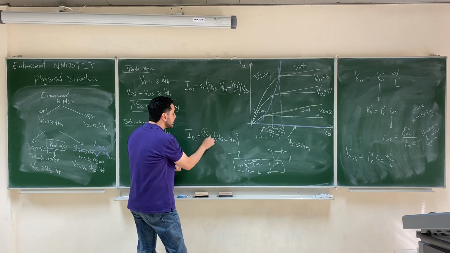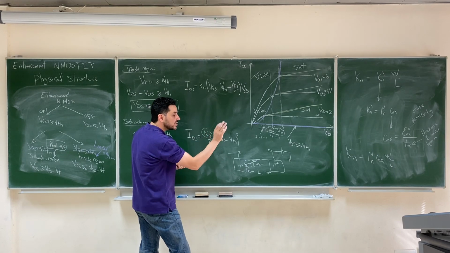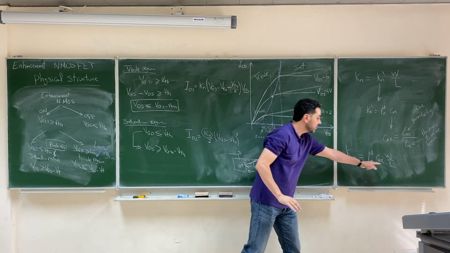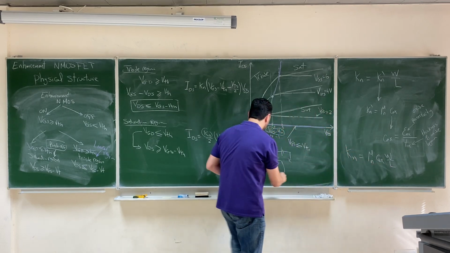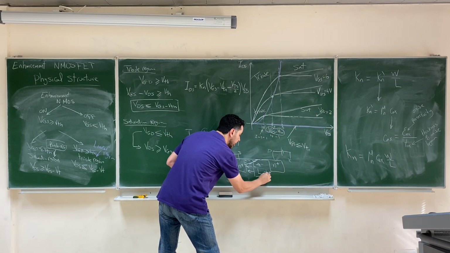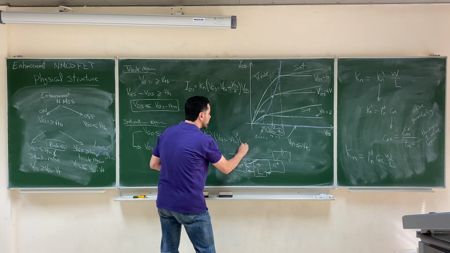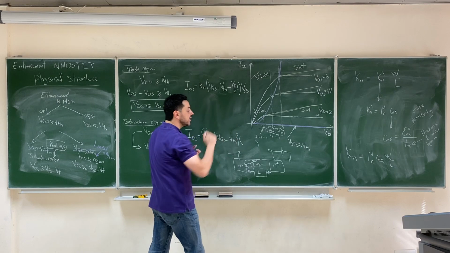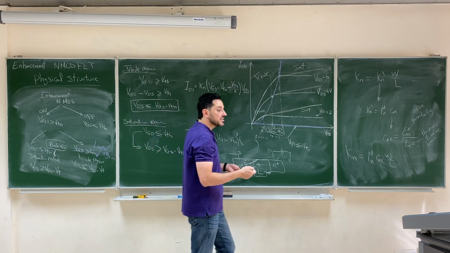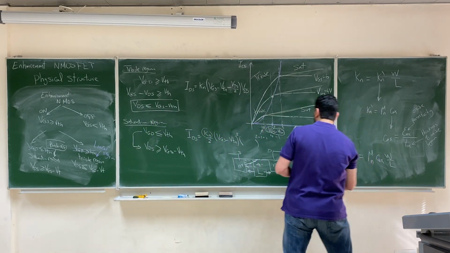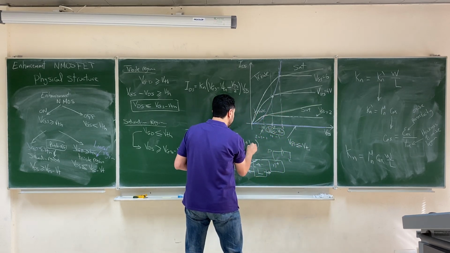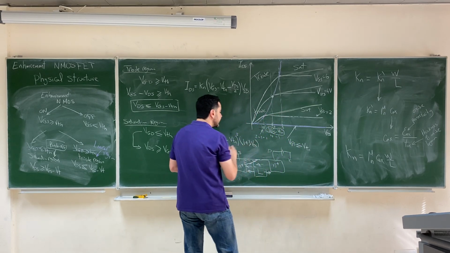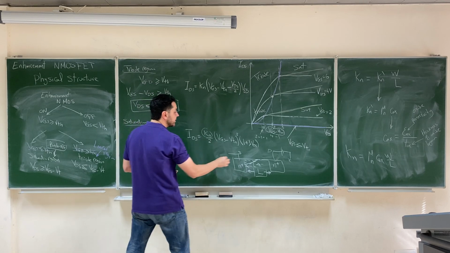They said, okay, let's use the full L in Kn, not the actual L. We are going to use the full length, but we are going to multiply by a factor to take into account the effect of VDS. So they multiply by a factor, 1 plus lambda VDS, to account for the channel length modulation.